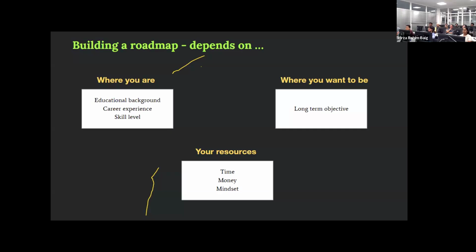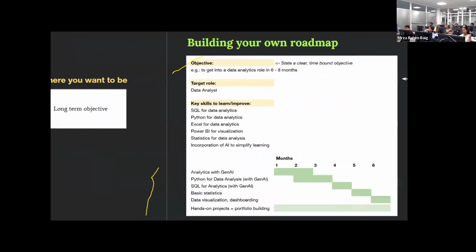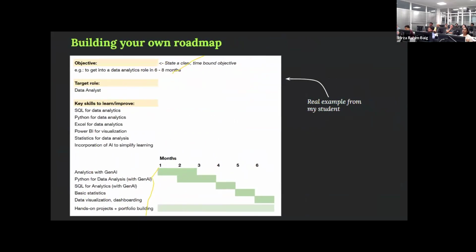And these are very different things. For some people, time is super important. For some people, money is important. But anyway, these things together define what you could do. Okay, and this is an exercise you should do later, perhaps. And this is something my students did. This is a real example, actually.